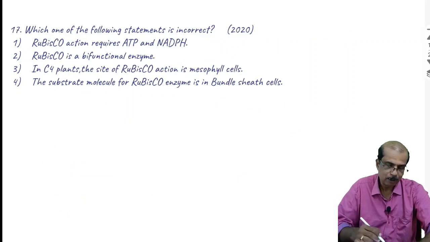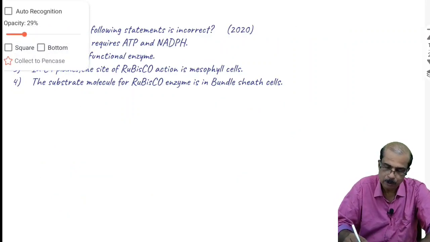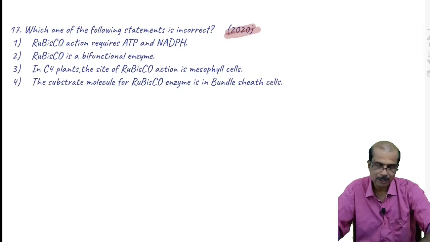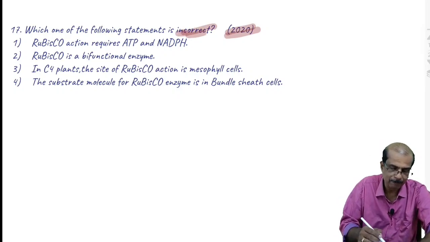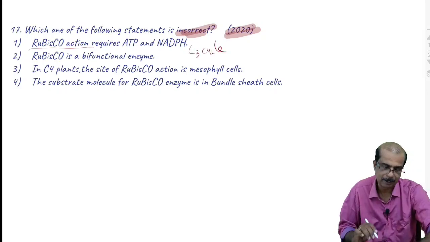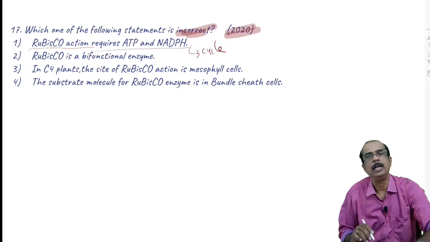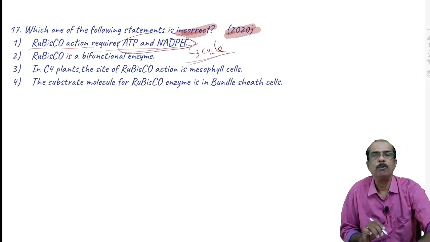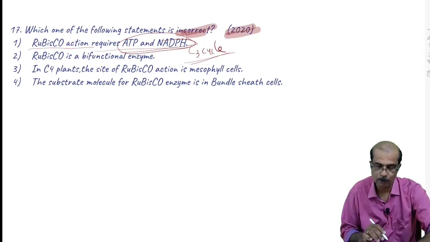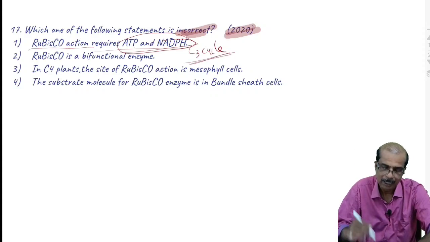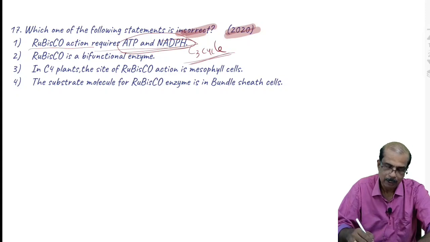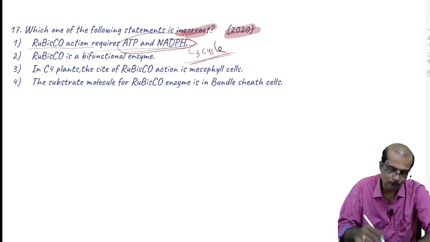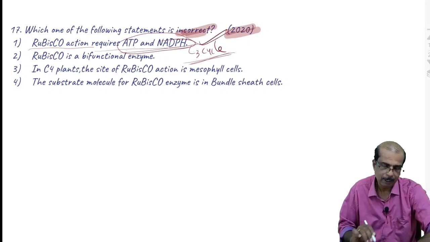Yes. What about the next question asked during 2020? Which one of the following statements is incorrect? Find out the incorrect statement. Rubisco action. Rubisco action means the C3 cycle requires ATP and NADPH. The reducing powers for the C3 cycle are ATP and NADPH. So ATP and NADPH are needed for Rubisco action, and the option is correct.